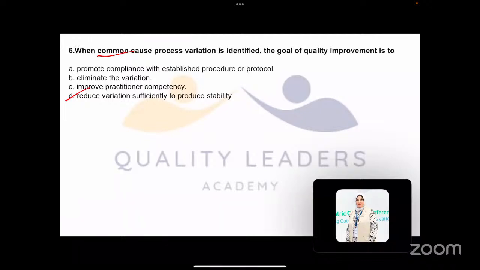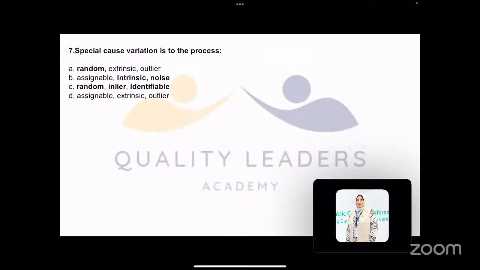Okay, so number 7. Special cause variation is to the process: A, random, extrinsic, outlier; B, assignable, intrinsic, noise; C, random, inlier, and identifiable; D, assignable, extrinsic, and outlier. Which row contains all the correct definitions for special causes? Any answer, Doc Gulam, or Radha?